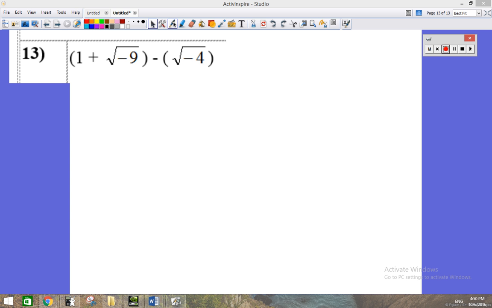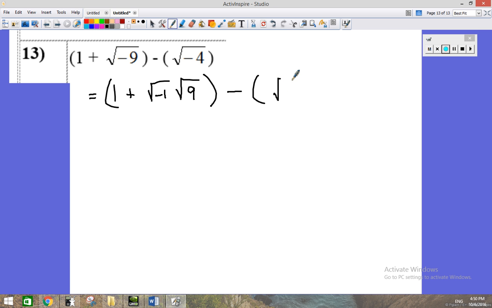Alright, so I'm glad that I picked this problem here, because we need to simplify this before we jump in and try and start adding and subtracting. We have 1 plus, now the square root of negative 9, I can break that apart to the square root of negative 1 times the square root of 9. And that's my first complex number. I'm subtracting a complex number that only has an imaginary part. And I'm going to break apart this square root of negative 4 to the square root of negative 1 times the square root of 4.